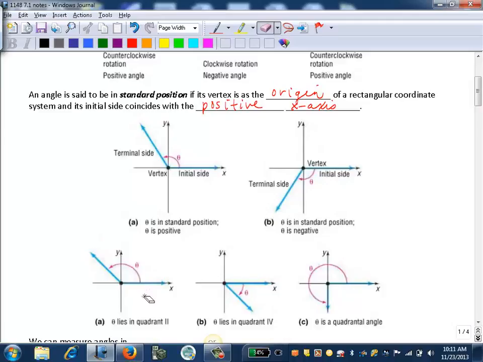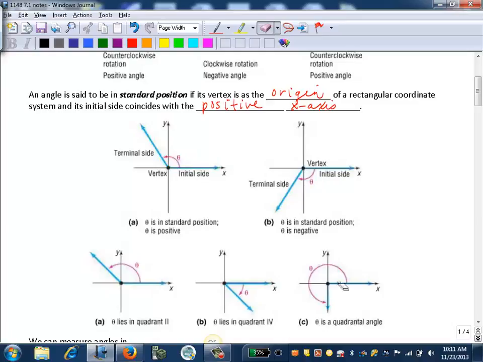When an angle is in standard position, it can either be a quadrantal angle or it can actually lie in a quadrant. So for instance, right here, here's our initial side. We rotate through the angle theta. Here's the terminal side, and we end up in quadrant 2. In this example, here's our initial side. We're going clockwise, so it's a negative angle through the angle theta, and we can see this ends in quadrant 4.